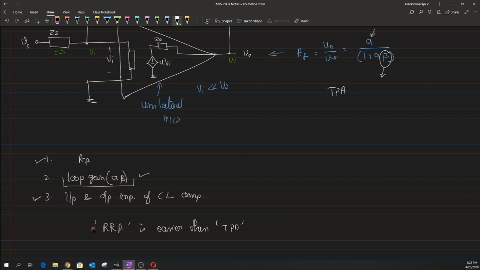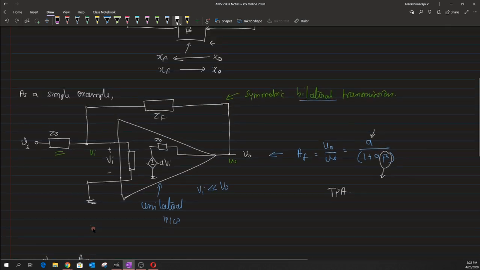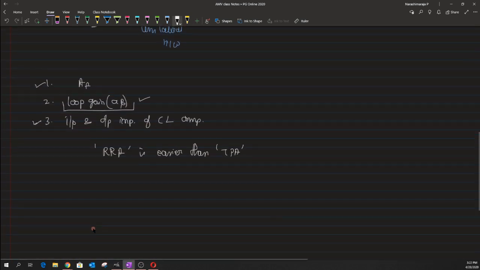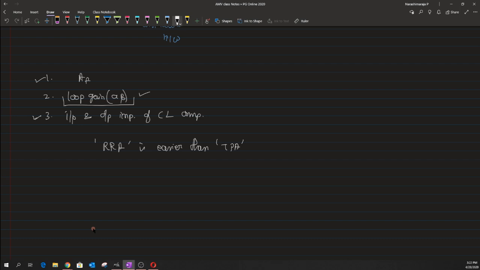Okay, so in a way I am just trying to emphasize that this loop gain is one of the most predominant quantities that one has to analyze quickly based on the feedback network that I have, and provided the feedback network is a kind of bilateral transmission circuit. Whenever this feedback network is a bilateral transmitting circuit, then the evaluation of all these quantities has to be much more precise.